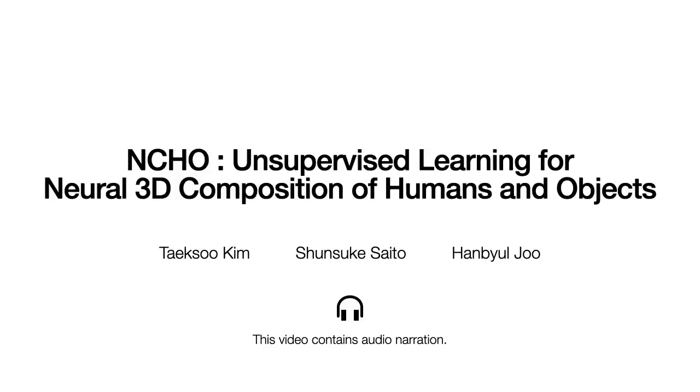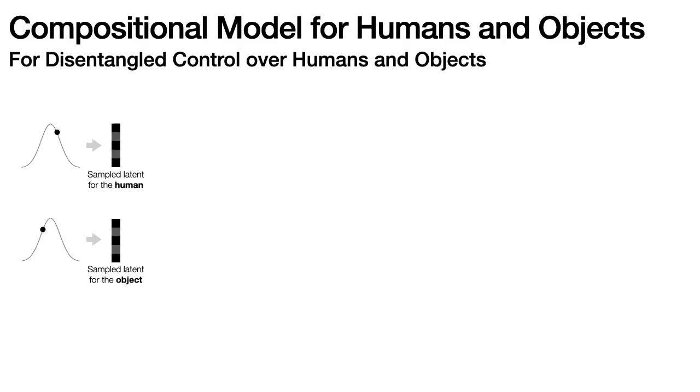We propose NCHO, Unsupervised Learning for Neural 3D Composition of Humans and Objects, a novel framework that enables 3D avatar creations of diverse human identities with a variety of controllable outwear and objects. As inputs of our model, two separate latent codes, one for the human part and the other for the object part, are sampled from each distribution.